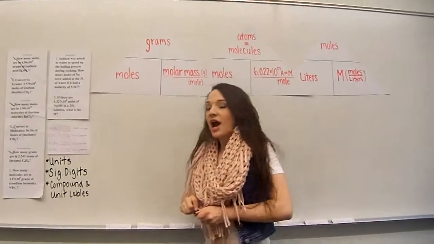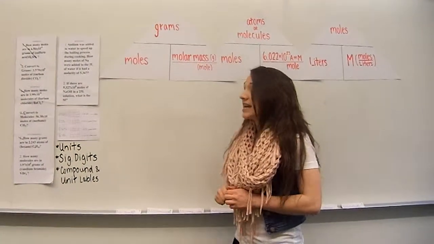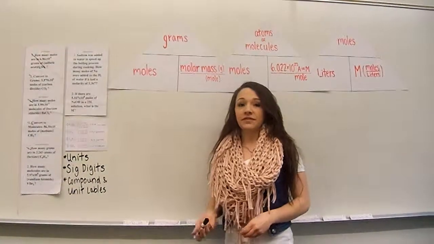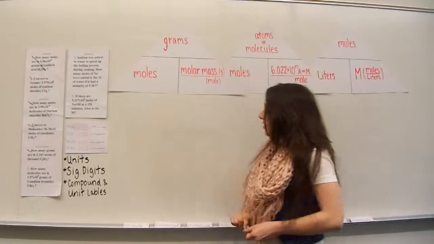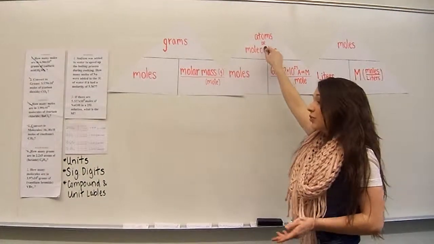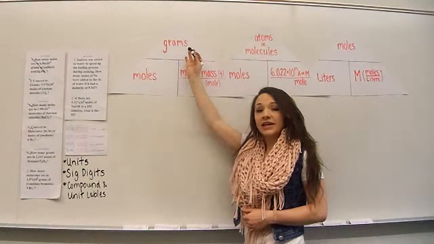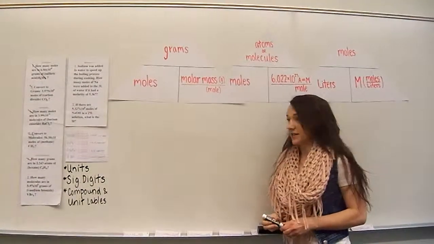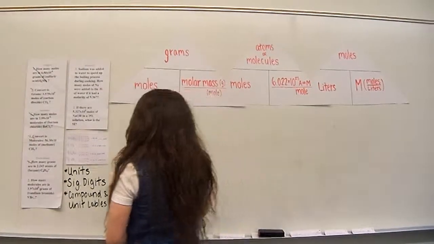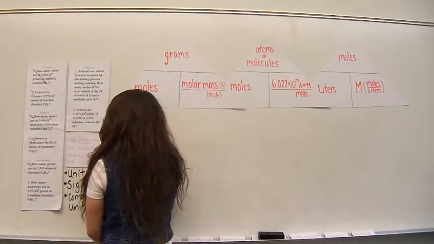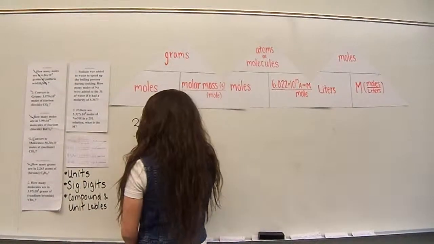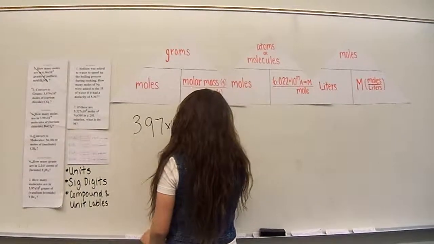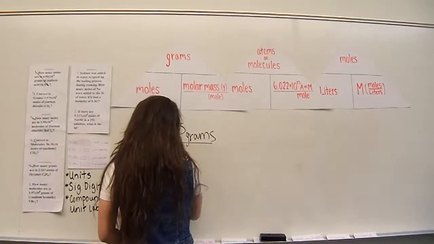The problem asks, how many molecules are in 3.97 times 10 to the 5th grams of vanadium bromide, which is VBr2? We are asked for molecules, but we are given grams. Again, therefore we know we'll be utilizing both triangles to get our final answer. We will start by writing our given on the top, which is 3.97 times 10 to the 5th grams, and we will be writing that over 1.